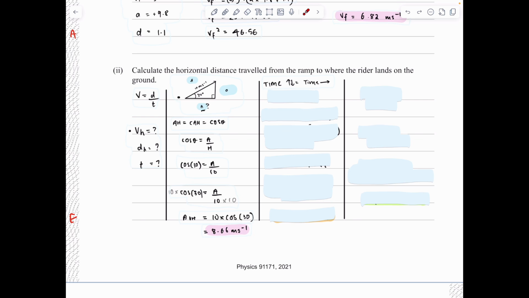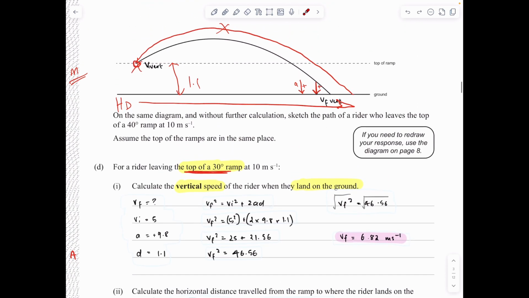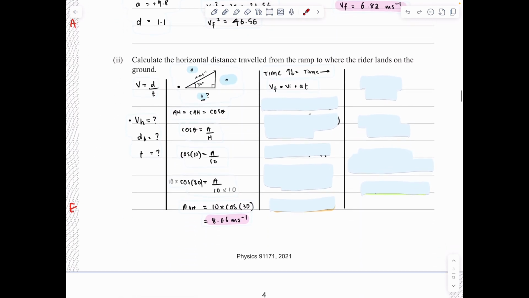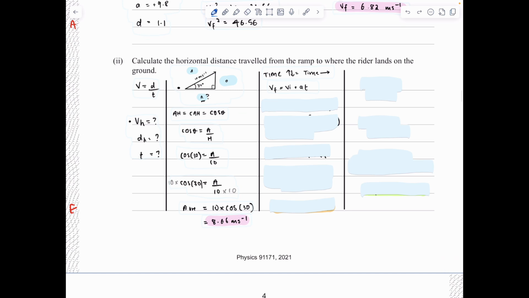What equation am I going to use? I'm going to use this one here. So our final velocity is down here, okay? So our final velocity vector is going down. Let me change the color here. Our final velocity is going down.